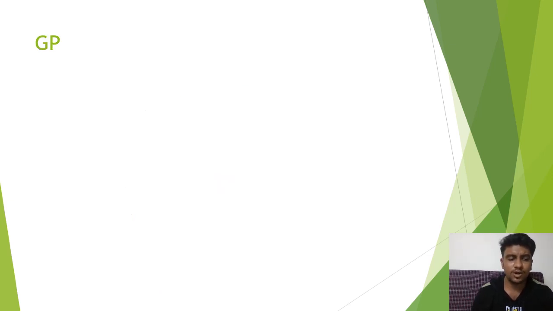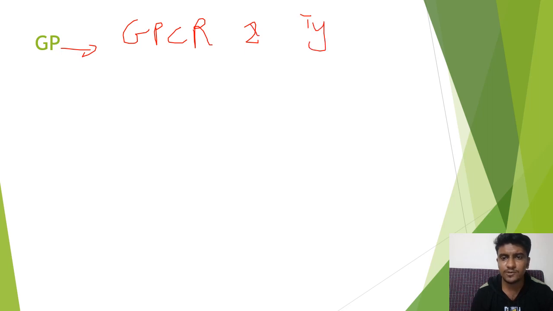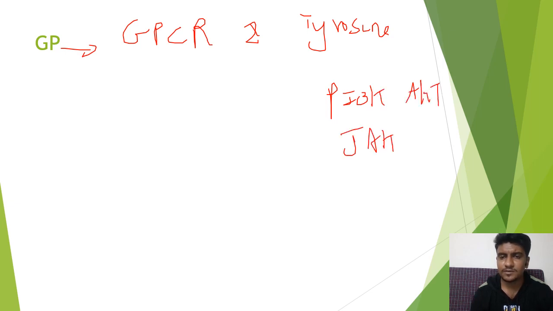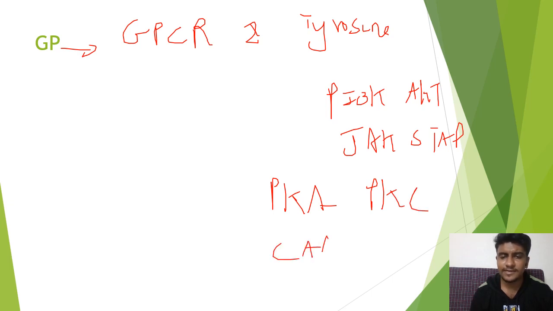If we talk about general pharmacology, there are majorly many receptors, four types, but GPCR and tyrosine kinase are the two major receptors that are involved in almost every disease, because of PI3K, AKT, the JAK-STAT pathway, tyrosine kinase pathway, protein kinase A, protein kinase C, cyclic AMP, DAG, IP3.